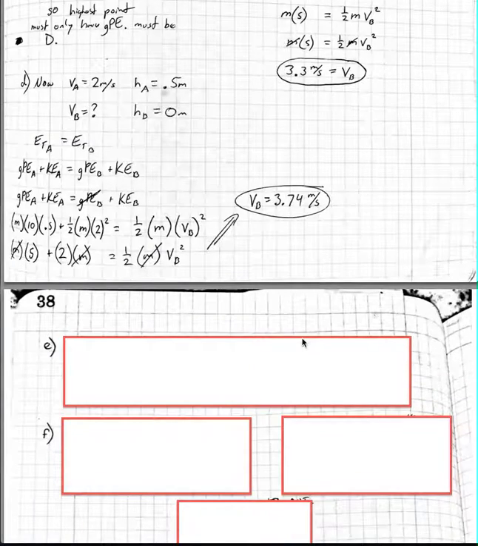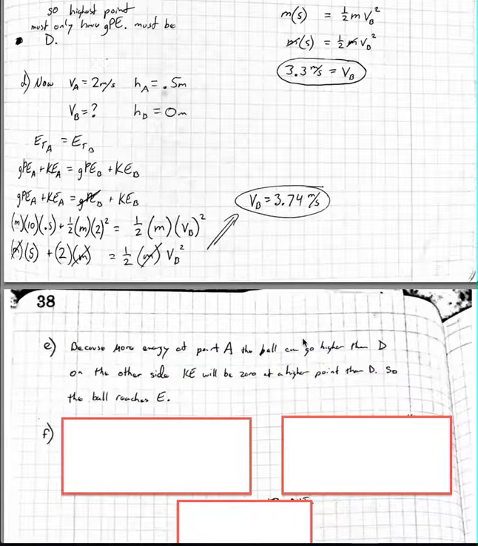Now in E, it asks how high will it go? Well, it has more energy at point A than when stopping at point D, so it'll go higher. So it'll reach point E, because by that point all of it will have turned into gravitational potential energy.